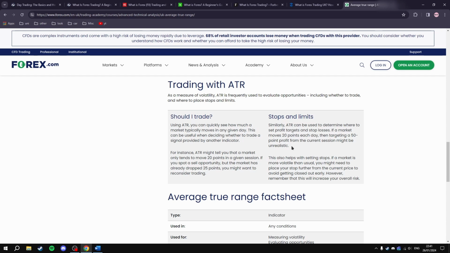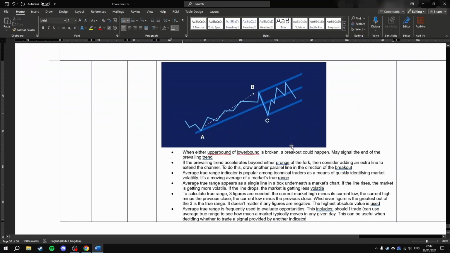For instance, ATR might tell you that a market only tends to move 20 points in a given session. If you spot a sell opportunity but the market has already dropped 25 points, you might want to reconsider trading, because it's dropped below that 20 points, so it won't be a good opportunity to trade. I think that's what it means.